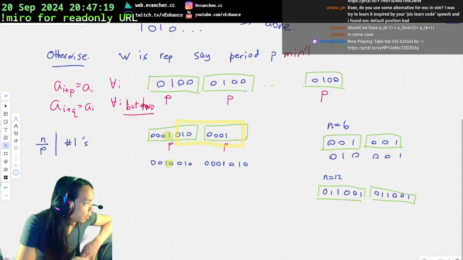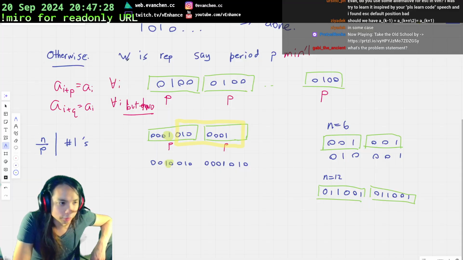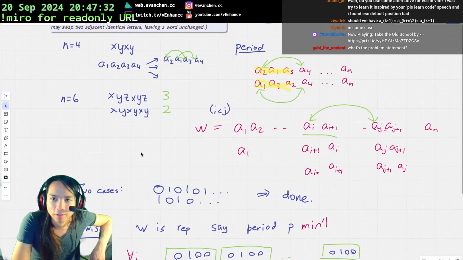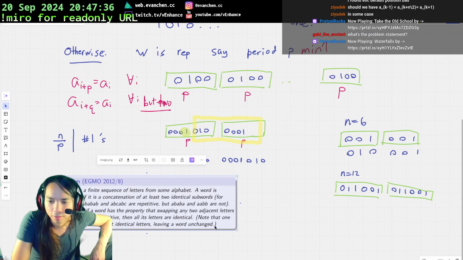Escape default. I have my keyboard mapped so that the caps lock key is escape, which is good for a lot of things, not just Vim. What's a plum statement? Oh yeah, we kind of scrolled past it. Here, plum statement.